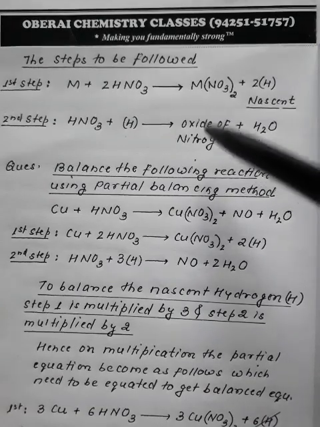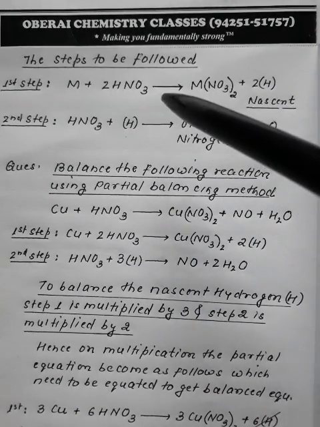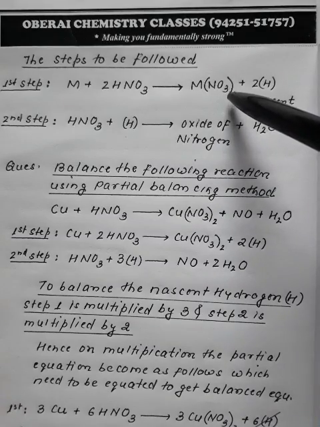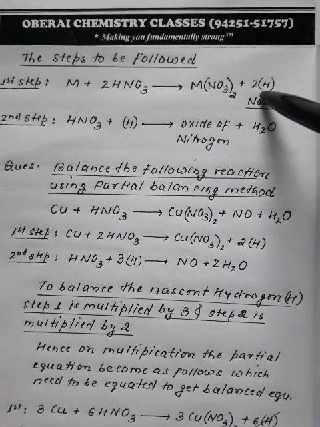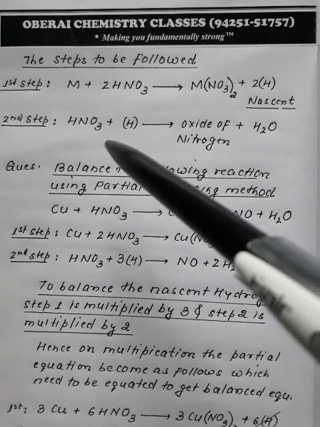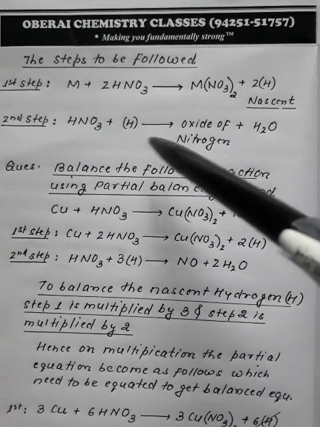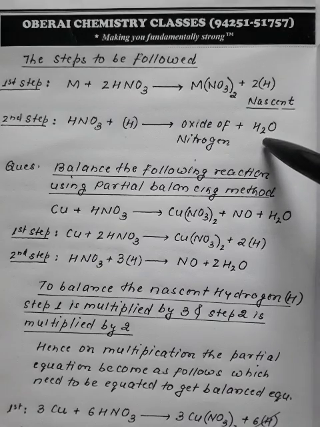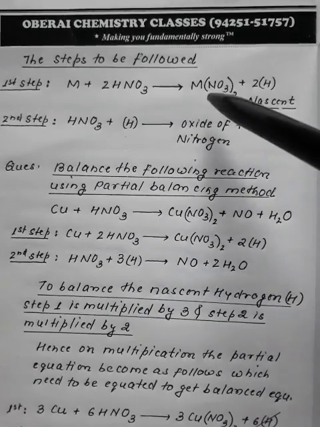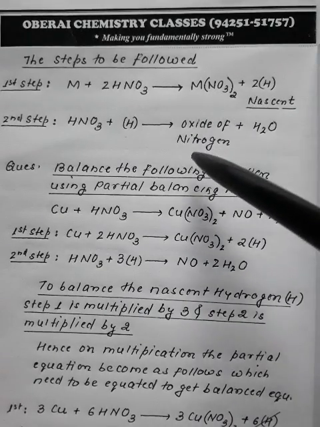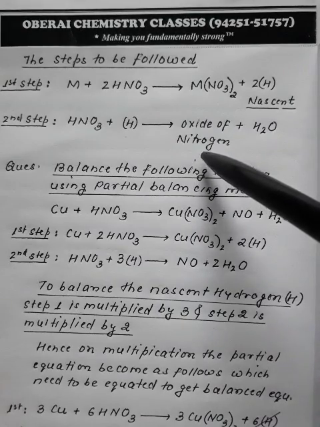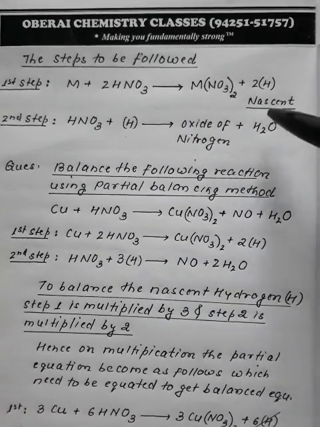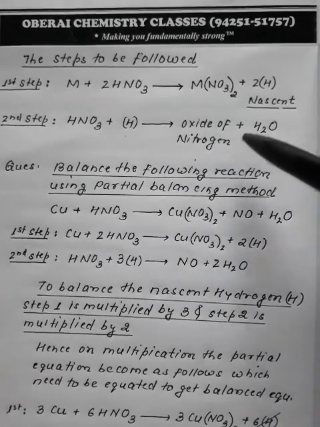So it would be two steps. One, metal is made to react with nitric acid in the first step to obtain metal nitrate, and nascent hydrogen is also obtained. In the second, the nitric acid is made to react with nascent hydrogen to obtain oxide of nitrogen and water molecule. This way we get all three products: the nitrate of the metal, number 1, the oxide of nitrogen, number 2, and water, number 3.